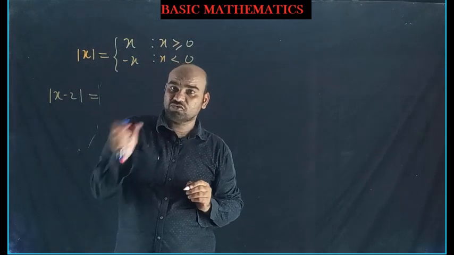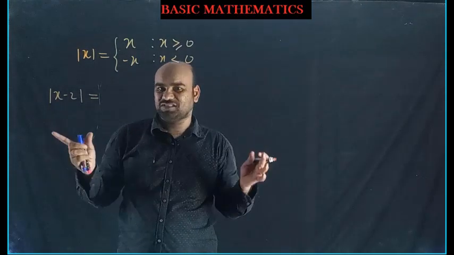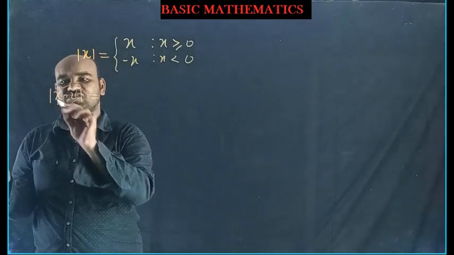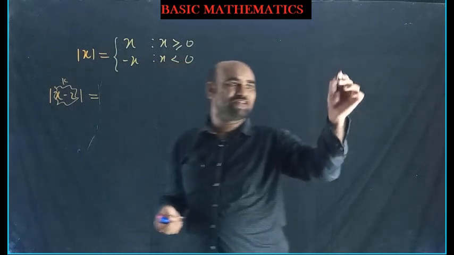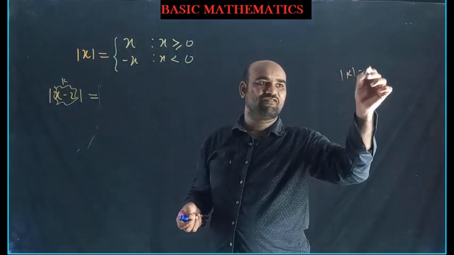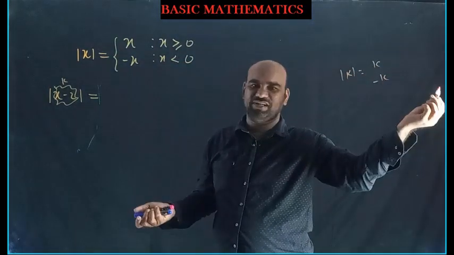Modulus of x minus 2 equal to dash. How to open modulus? Do one thing. Feel that this is equal to k, just k. Mod k equal to dash. Mod k equal to what? Maybe k or maybe minus k.